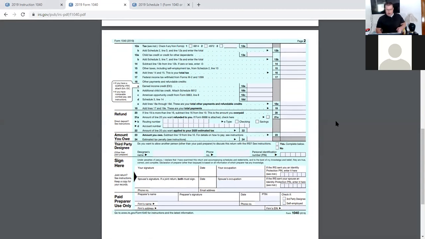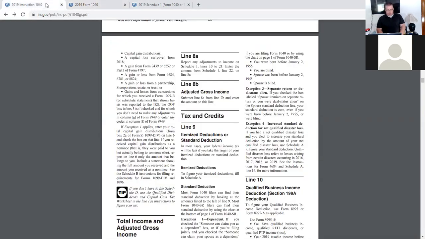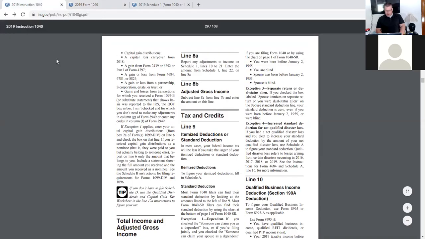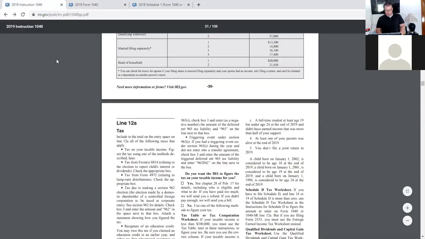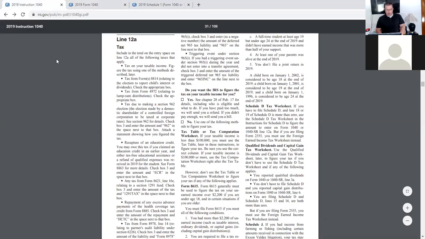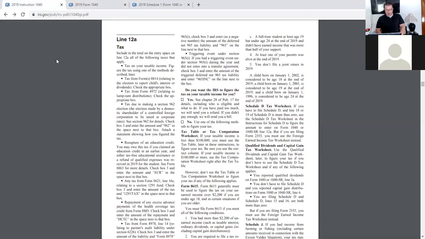So we look here at 12A, the tax, it says, see the instructions. So we're going to go back to our instruction booklet. We'll look at the instructions for line 12A. Okay. On line 12A, all the following taxes that apply: tax on your taxable income, and it says figure the tax using one of the methods described later.